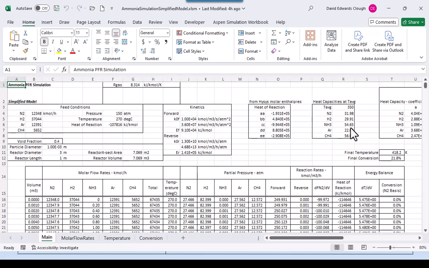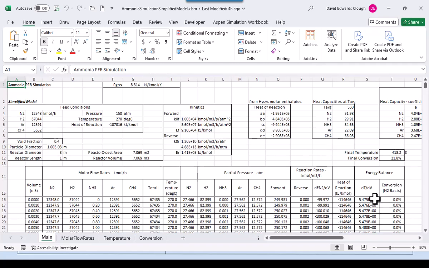But essentially what we have across the top of the spreadsheet is a lot of information which represents basic data and operating parameters. So we have our feed conditions here. We specify the void fraction, the reactor dimensions, particle diameters. Here are our kinetic parameters. Here we have coefficients in order to determine molar enthalpies, and then we have heat capacities which we've determined to be constant.